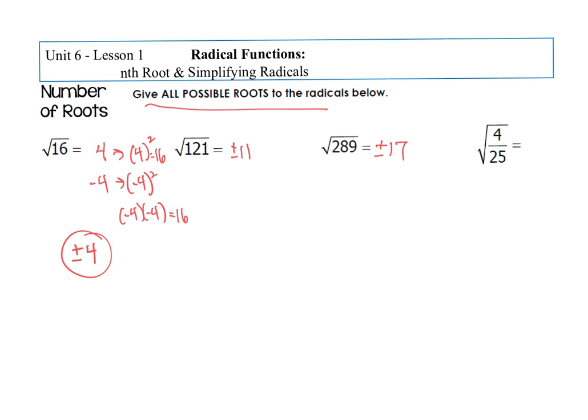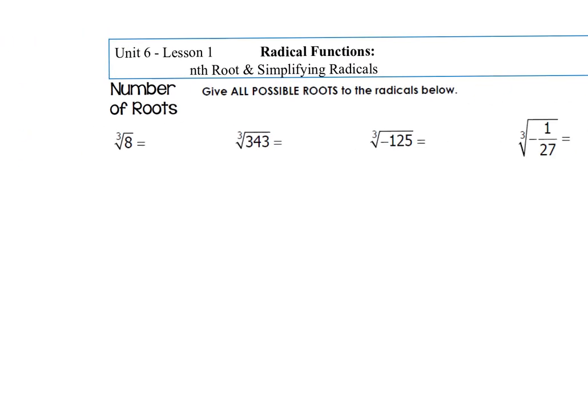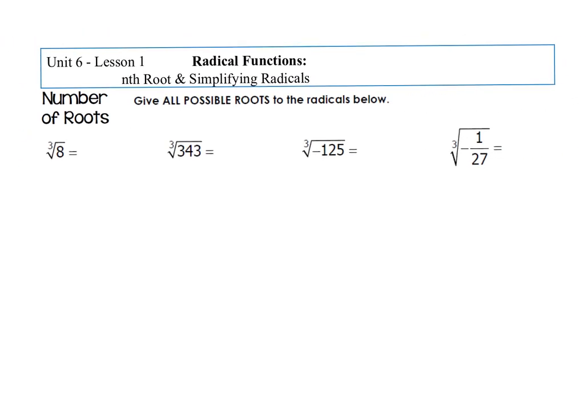And we can even take the square root of fractions. Remember, we take the square root of the numerator. The square root of 4 is 2. The square root of the denominator, 25, is 5. So we put a plus or minus sign in front, and the square root of 4/25 is positive or negative 2/5.